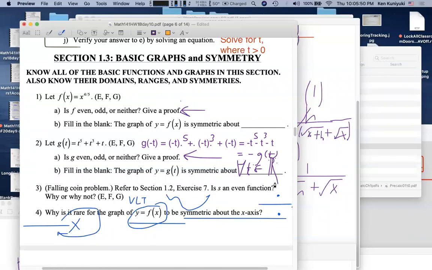So when you replace t with its opposite, you get the opposite. Domain is all real. So the domain this time is symmetric about 0. It's not the same problem as that falling coin problem. Okay, so when in doubt, to prove even or odd, replace the argument with its opposite and make sure the domain is symmetric about 0. If the domain is R, it is symmetric about 0.